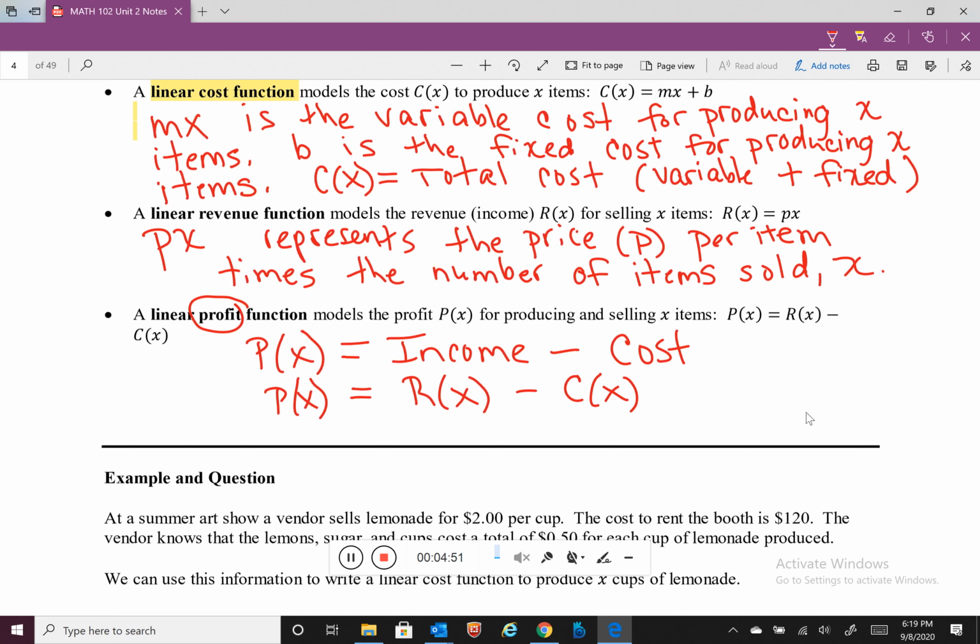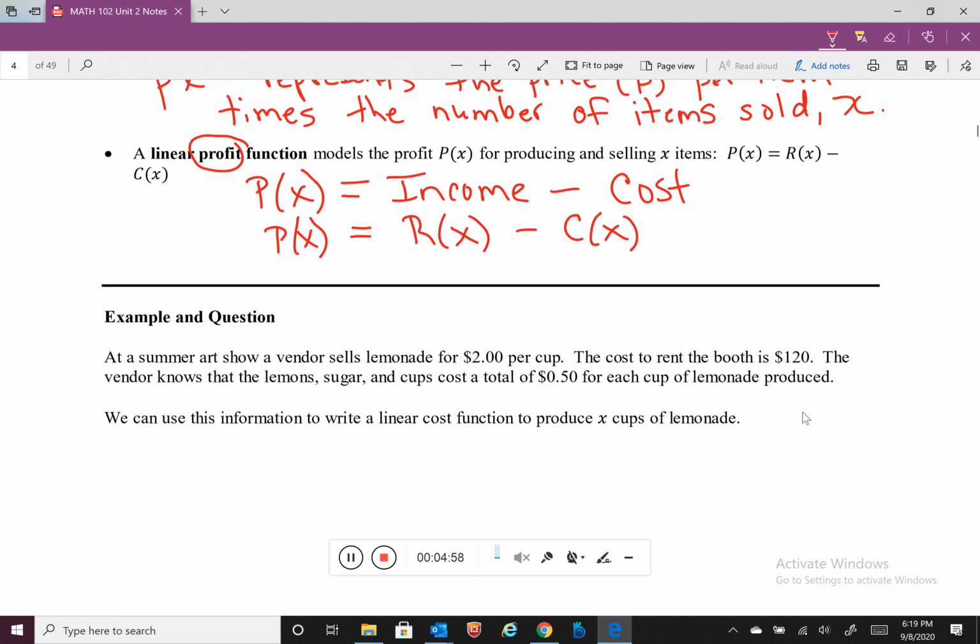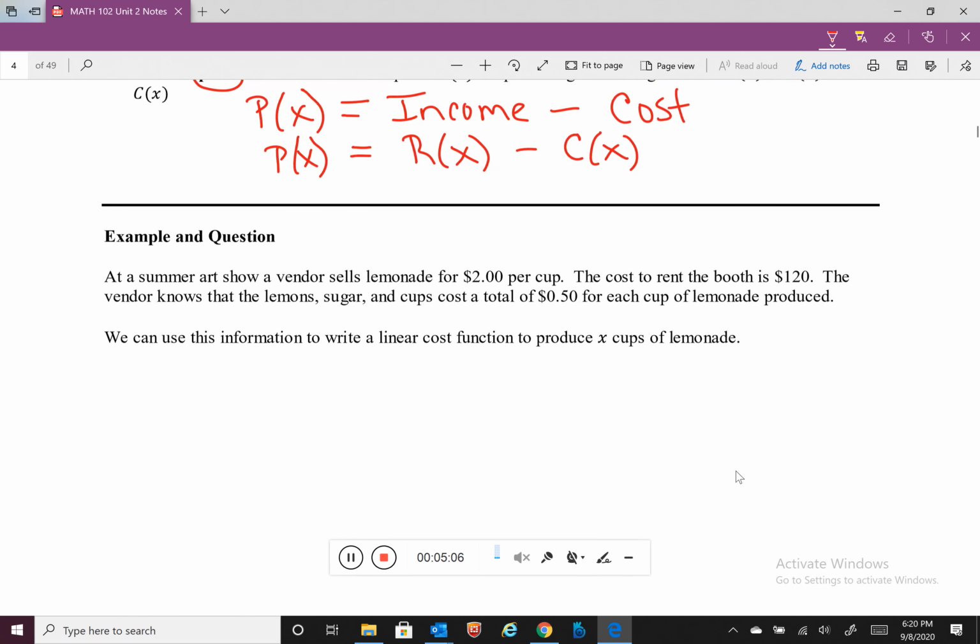So for example, at a summer art show, a vendor sells lemonade for $2 per cup. The cost to rent the booth is $120. So that is a set amount. Notice it's $120 versus the $2 is what we're selling the lemonade for, and it's $2 per cup. Okay, so we're selling, so that is income. $120 is our fixed cost.